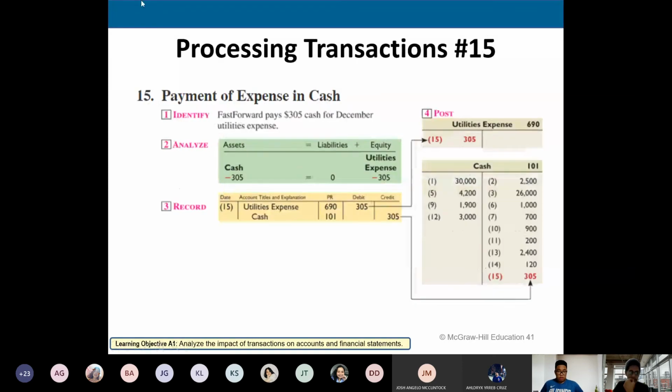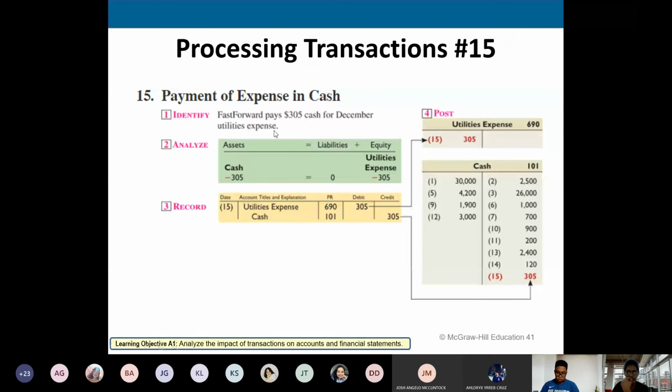Punta naman utilities. Utilities include water, electricity, tama ba? Ano pa ba? Basta yung ginagamit nyo in the operation of your business, no? Parang ganito siya, parang factory overhead siya, no? Overhead, yun din sa cost accounting nyo, no? Ma-take up nyo to. More on overhead ang tawag dito, overhead.